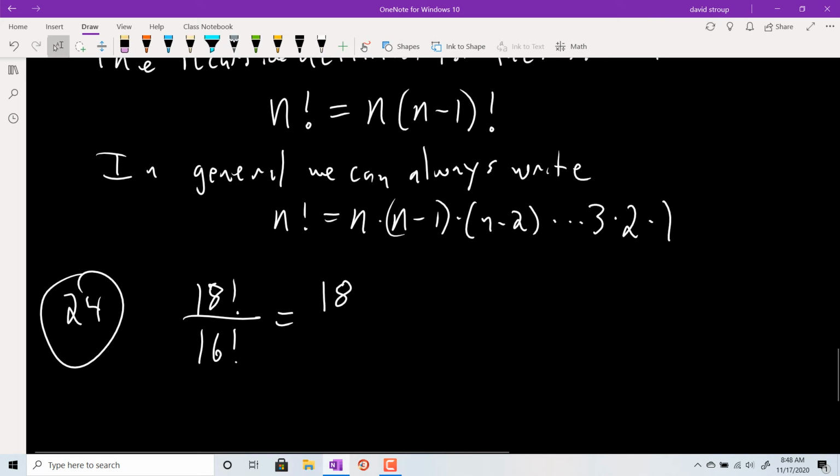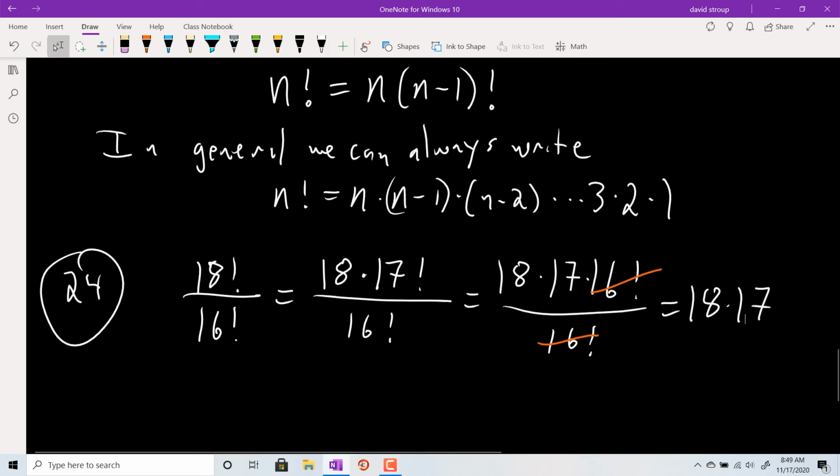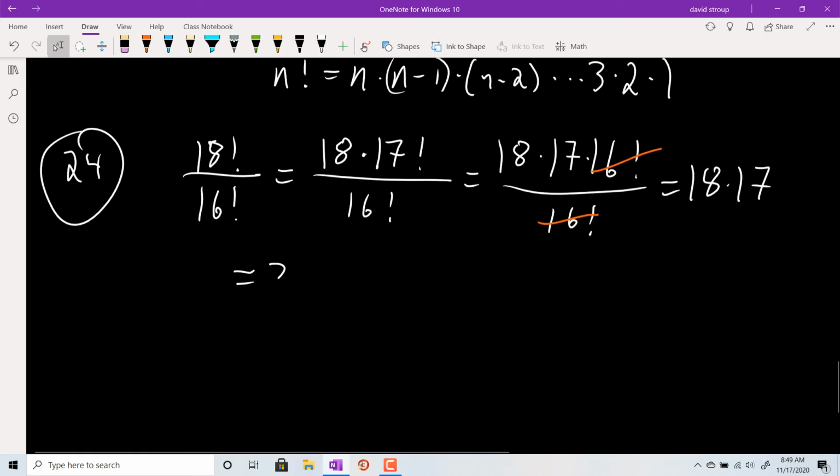So 18 factorial is the same as 18 times 17 factorial over 16 factorial, and then 17 factorial I can write as 17 times 16 factorial, right? All over 16 factorial. And once you get that done, you can see, oh, there's a 16 factorial on the top and bottom. We can remove those, and you're left with 18 times 17. And if you multiply that out, that's 306. It's a lot easier than going through this rigmarole of cancellation.